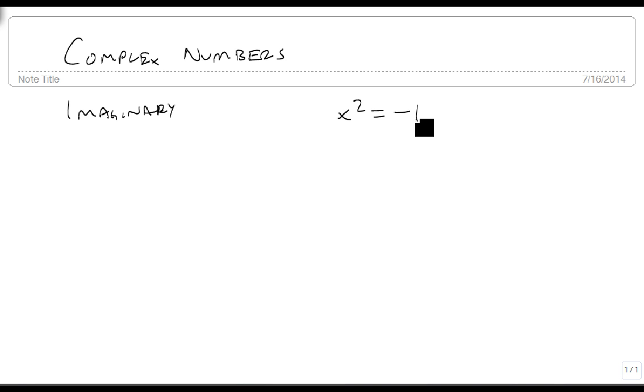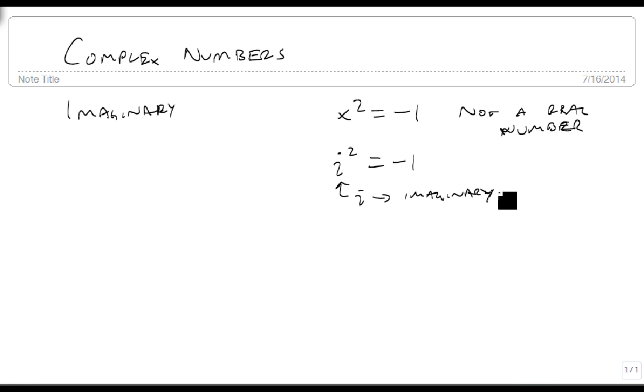When we have x squared equals minus 1, we know that this is not a real number. There's no real number that when we square it gives us negative 1. So that's where the imaginary number comes in. We define a new number i such that i squared is negative 1. So i is called the imaginary number, and by itself i equals the square root of negative 1.